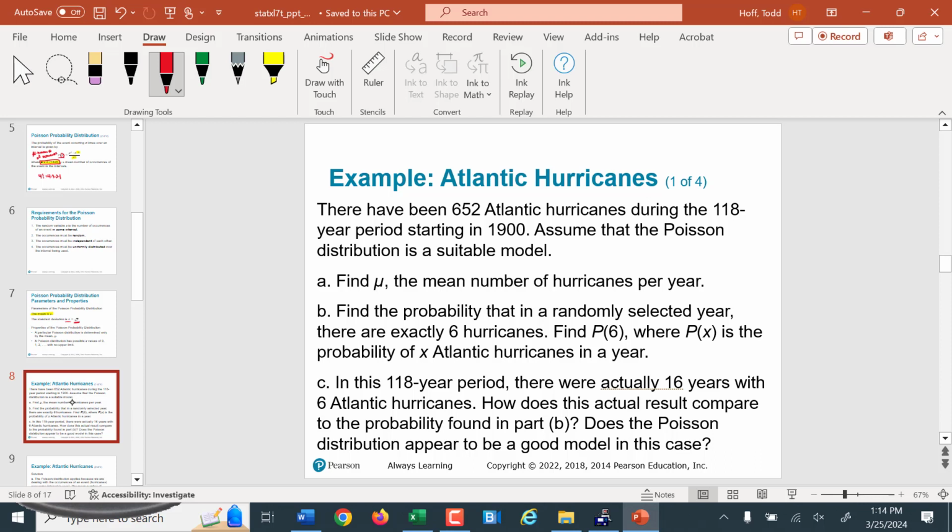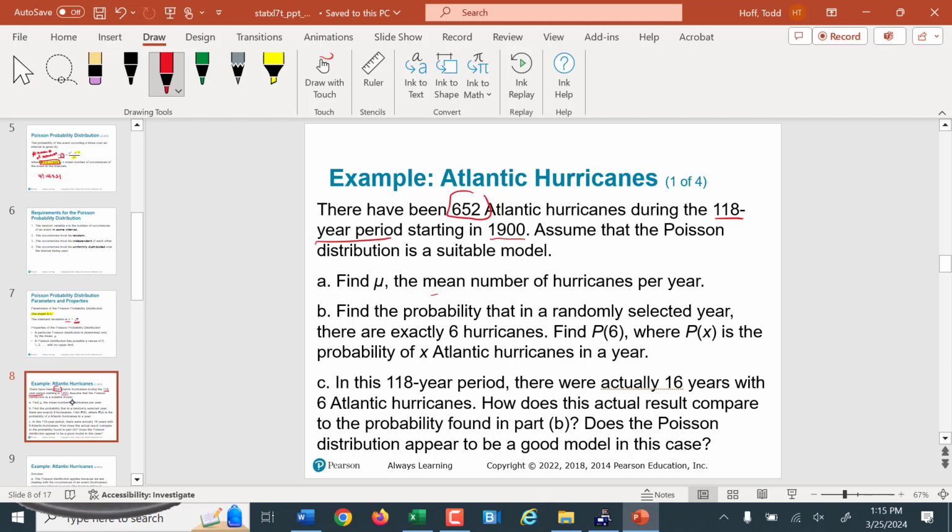So the example we're going to look at here is Atlantic hurricanes. There have been 652 Atlantic hurricanes during the past 118-year period, starting in 1900, going up to 2018. So obviously this data is a few years old. We're going to assume that the Poisson distribution is suitable and calculate the probabilities. Then we're going to come back and analyze that to see if the Poisson distribution seemed to be appropriate, if it seemed to fit.